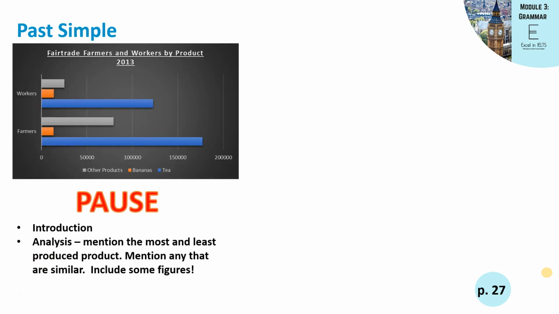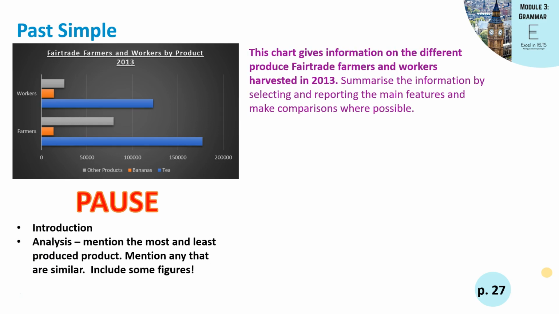Pause here again and write the introduction for me, as well as one paragraph where you mention the most and least produced product. Try to also mention any that are similar and include some figures. So study the graph first, take some time out to look at it properly, and then write those 2 paragraphs for me. Let's have a look at the answers.